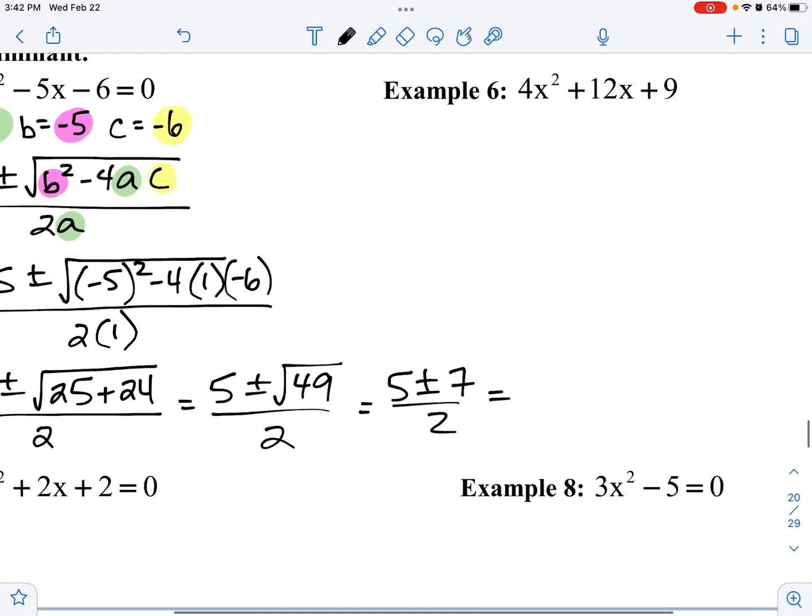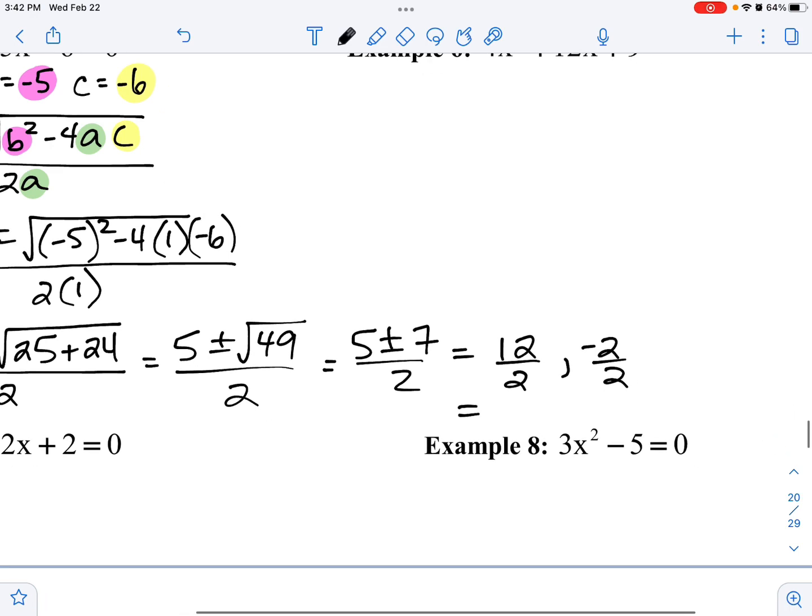Okay, I'm running out of room. Don't worry. First thing I'm going to do is 5 plus 7, which gives me 12 over 2. And the second thing I'm going to do is 5 minus 7, which is -2 over 2. And both of those reduce. 12 over 2 is 6. Negative 2 over 2 is negative 1. Those are my final answers.